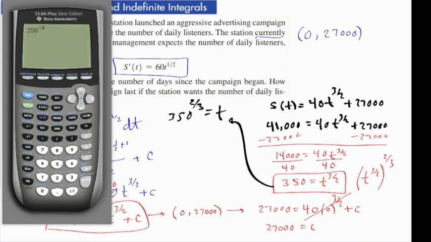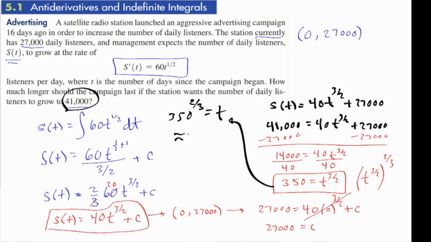350 raised to the 2 divided by 3 power gives us 49.66 days, so approximately 50 more days.